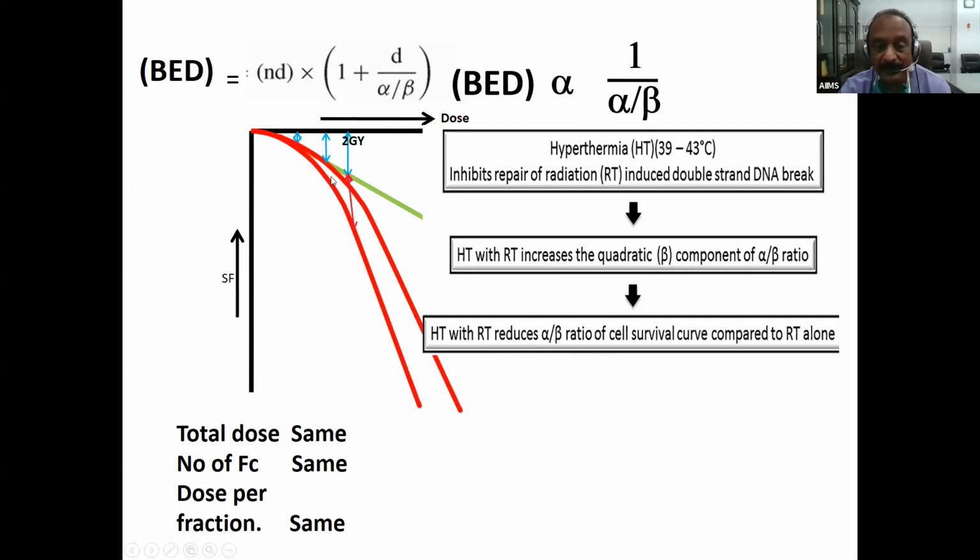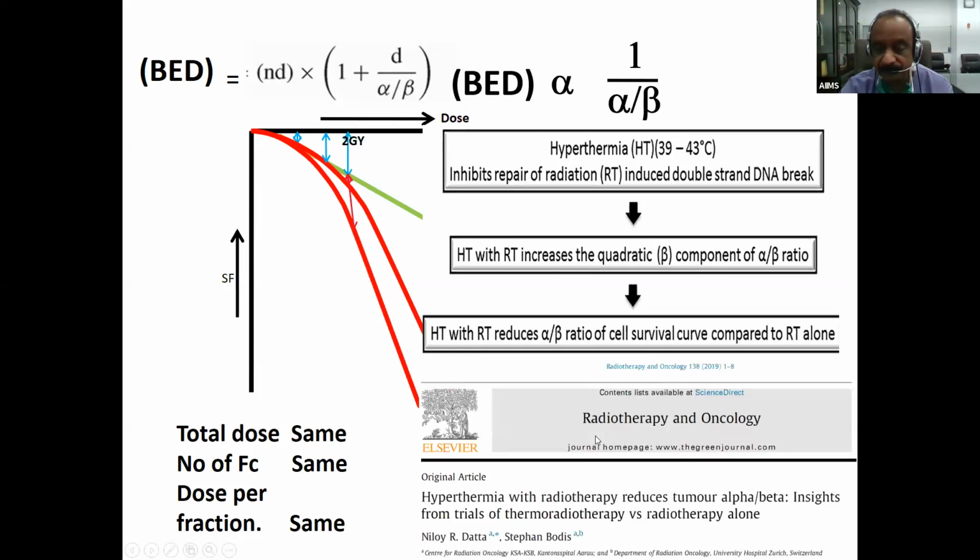Because if you give RT alone, then this is the cell survival curve and alpha beta ratio will be obtained somewhere here. But with making the curve more steep by hyperthermia, now you can see that alpha beta ratio has been shifted towards the left side. So it reduces the alpha beta ratio of cell survival curve. And this has been published very recently, just last year, that hyperthermia with radiotherapy reduces the tumor alpha beta ratio.